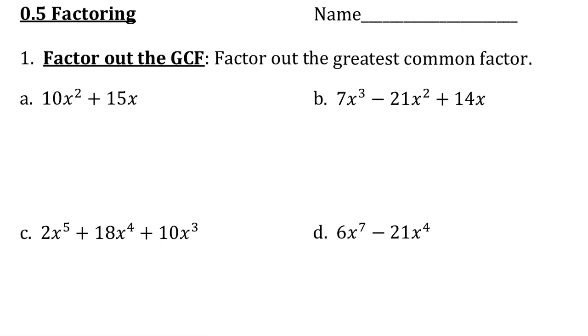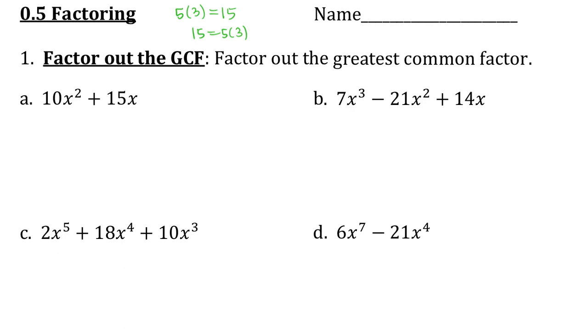Okay, we're going to start reviewing factoring. Factoring is the opposite of multiplying. So if I say that 5 times 3 is 15, that's multiplying. When I say 15 is 5 times 3, that's factoring. So I want to go back and see what I multiplied to get this.